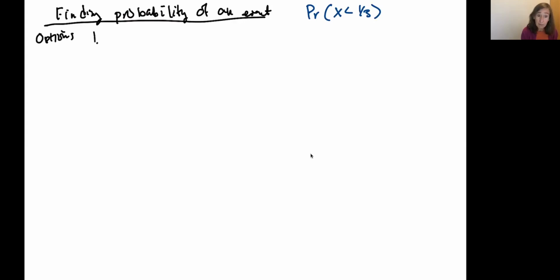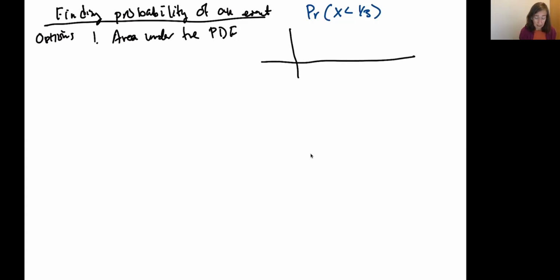Okay. The first option is to find the area under the PDF corresponding to the event. This option tends to work well with the PDF displayed as a picture. So this one that we're working with is 1/2 when X is between 0 and 2 and 0 everywhere else. It's my f of X here, right?